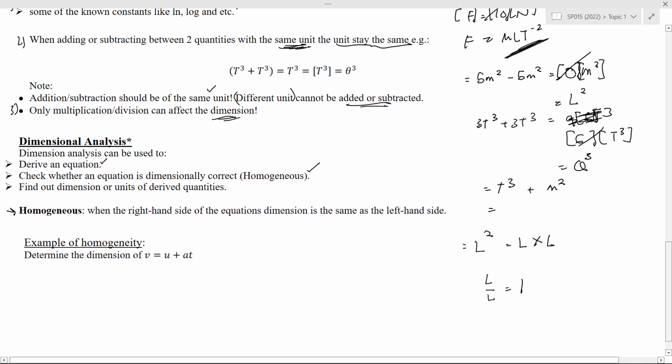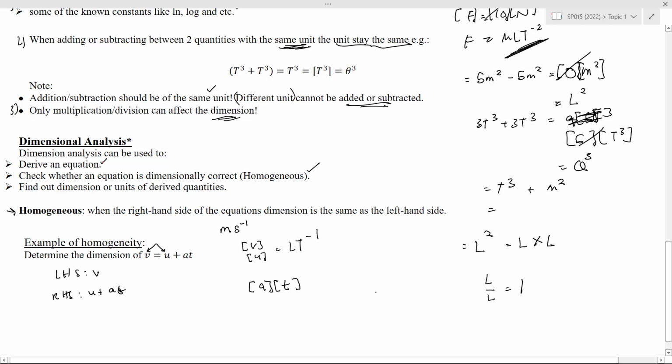Okay, so determine the dimension of V sama dengan U plus AT. Okay, so kita tengok left hand side dia ada V, right hand side dia ada U plus AT. So, V dengan U ni apa? V ni is our final velocity, U ni is our initial velocity. Basically, both of them is velocity. So, velocity kita tahu dia punya SI unit adalah meter per second. So, the dimension of V and the dimension of U akan dapat apa? LT negative 1.